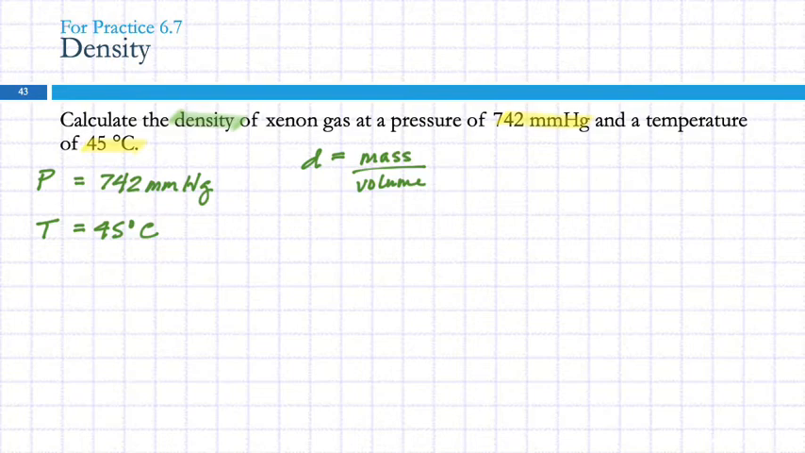The density doesn't change whether you have a small sample or a large sample. It's an intensive property. It doesn't change when you change the amount of gas. So I'm going to choose n equals 1 mole, and that'll be exactly 1 mole. Well, can I find the mass of 1 mole of xenon? Sure. Can I find the volume of 1 mole of xenon, given the pressure and the temperature? Yeah, we can do that.